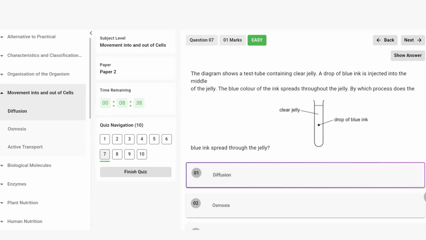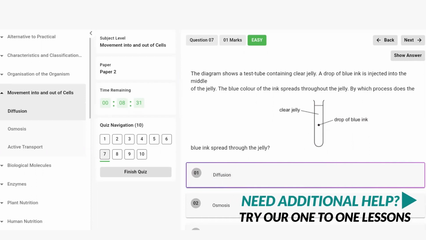So that brings us to the end of this video. I hope all of you got a good understanding of this topic of diffusion. Stay tuned to the next video.